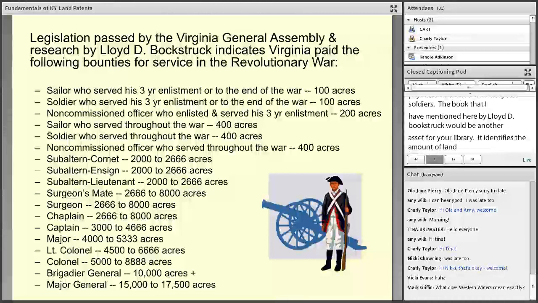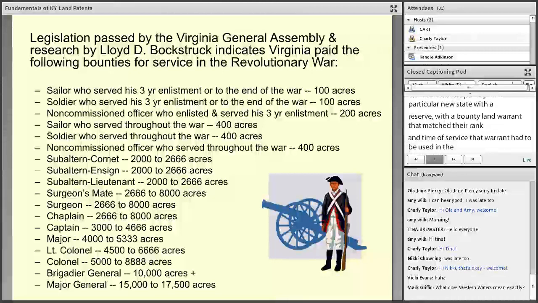Soldiers or sailors, 100 acres for Virginia. Major general, up to 17,500 acres. Gone are the days when we thought that only officers received bounty land warrants. That simply isn't the case. But each soldier would be paid by that particular new state with a reserve, with a bounty land warrant that matched their rank and their time of service. That warrant had to be used in the specified military district.